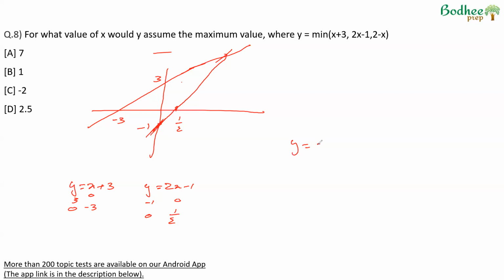Y is equal to 2 minus x. x is 0, y is 2. y is 0, x is 2. 2 and 2. Passes somewhere here. So if we look at it, we're looking at the minimum of the three values.